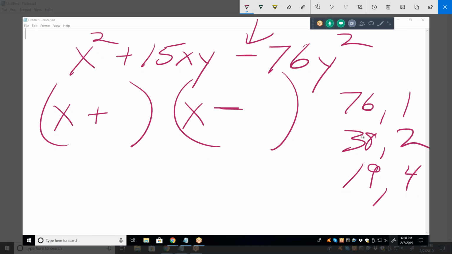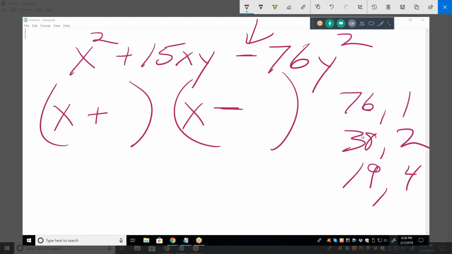Now, 19 is prime. I cannot divide it by 2. I cannot divide it by 3. I cannot divide it by 5. I cannot divide it by 7. So it feels like I'm done with this. I could cut 4 in half to get 2, but that doesn't help because then I just get 2 and 38 again.